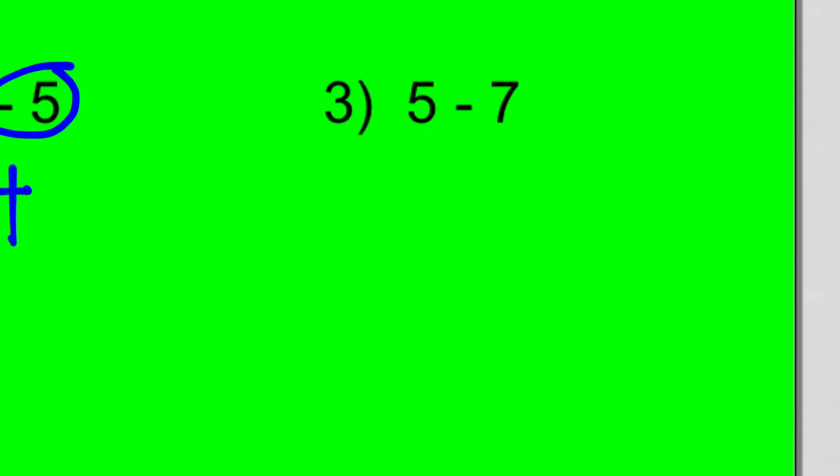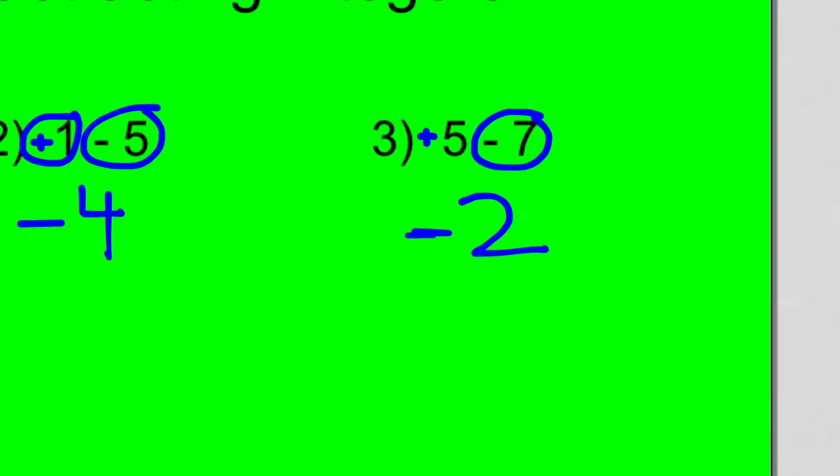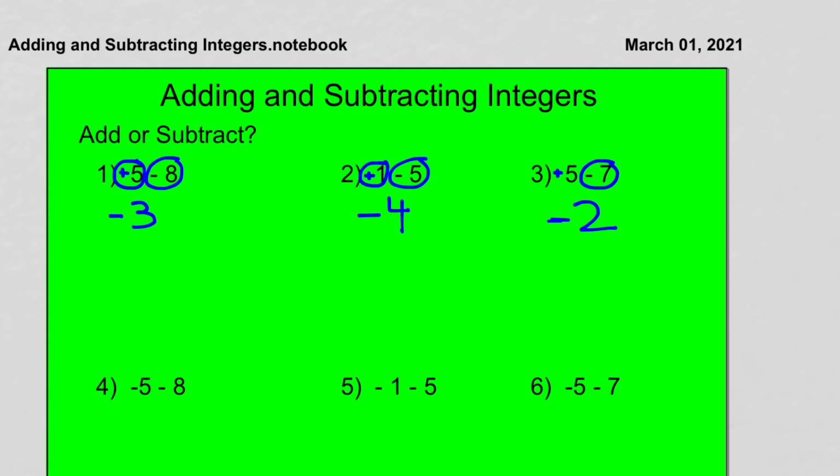And number 3, positive 5 and negative 7. The sign in front of the integer goes with the integer. Signs are different, so I subtract. And since I have more negatives, right, negative 7, positive 5, the answer is negative. Okay, so be on the lookout for questions that look like that.